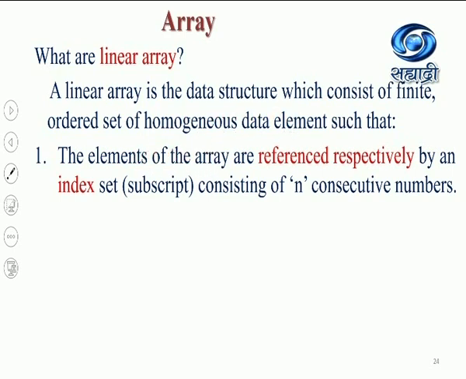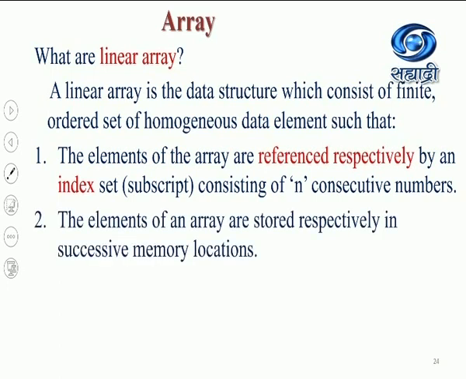Then array elements are referenced by the index number consisting of n consecutive numbers. So you can store n values in that array, and it is a linear array. It is a linear data structure. The elements of the array are stored respectively in successive memory locations. Array is a linear data structure. Why? Because all the elements are stored in sequential order.